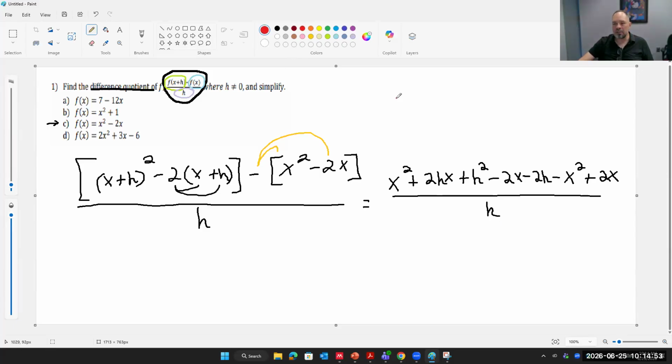Okay, so what generally tends to happen, and of course we're going to divide by h, is that some of the terms are going to start to cancel out. So I've got this 2x, minus 2x and the 2x that cancel. I've got the x squared and the minus x squared that cancel. And that might be all that I can cancel at this stage.